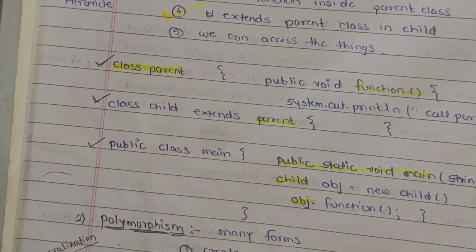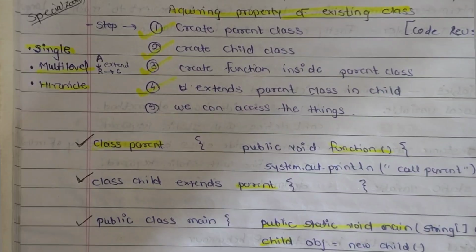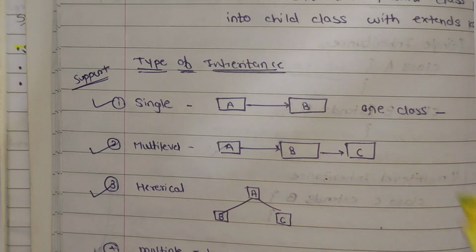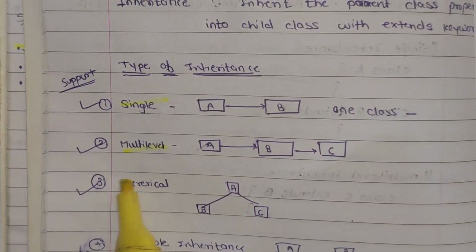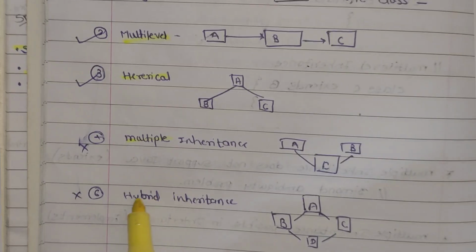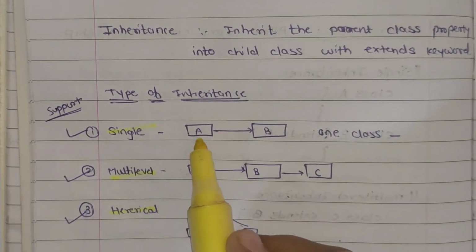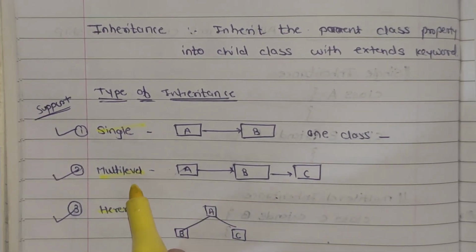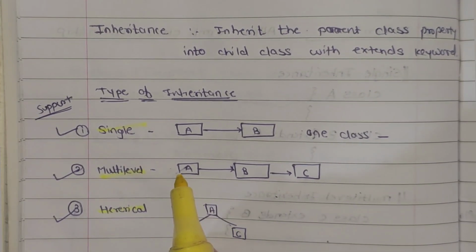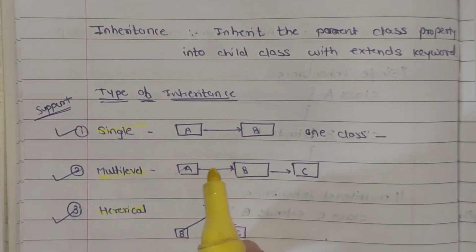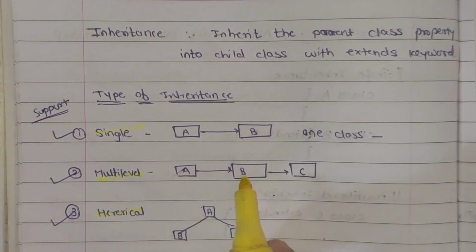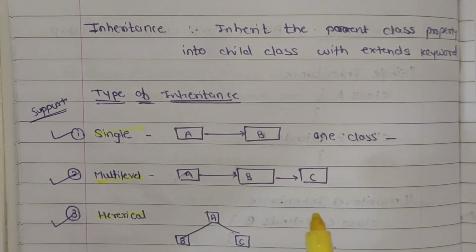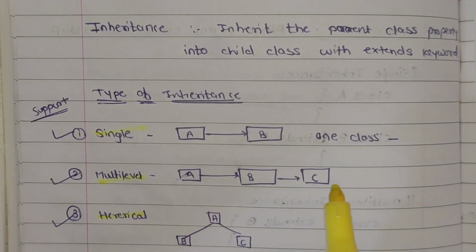So what are the types of inheritance? I will just show you the inheritance types. These are the inheritance types: single level, multilevel, hierarchical, multiple, and hybrid. So what is single? Single is nothing but one parent and one child class. If we have multilevel, there is a class A, then class B extends A, and class C extends B. So it is level by level. With this we can create n number of levels, and multilevel is possible in Java.